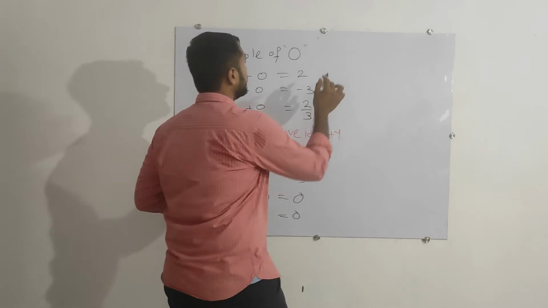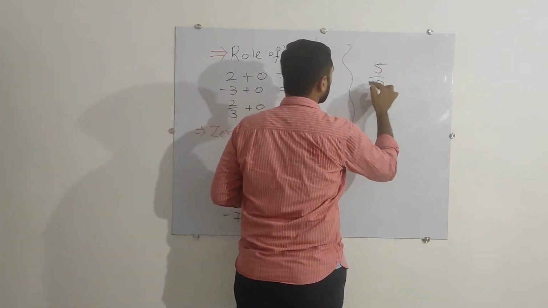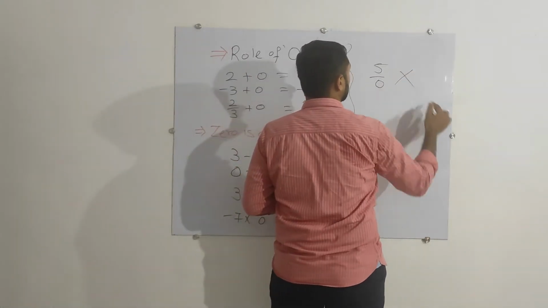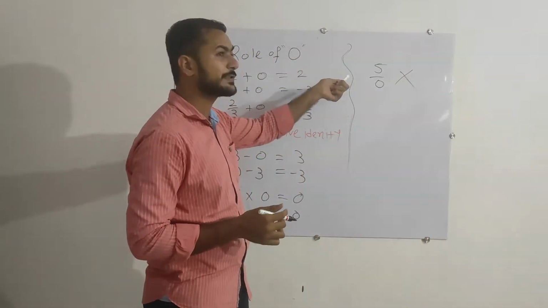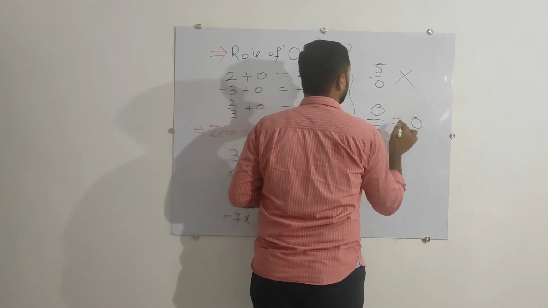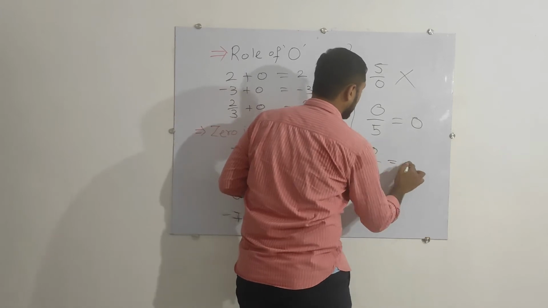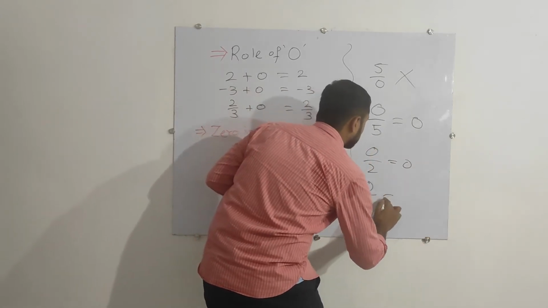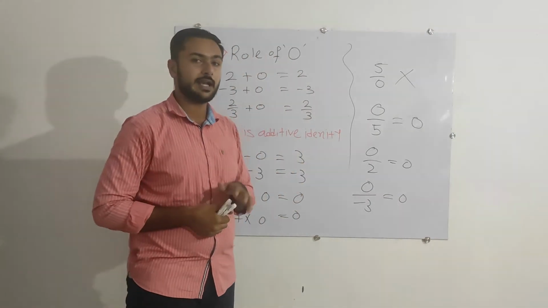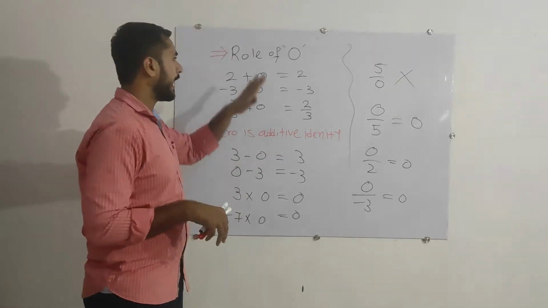Now, let's check division. For division, like 5 divided by 0, that's not possible. It's undefined. We cannot write in this form. But suppose I do 0 divided by 5, that is again 0, always 0. Same, 0 by 2 is 0, and 0 upon minus 3 is also 0. So this is all about zero with the different operations, and remember that 0 is the additive identity. Now pause the video and note this down.